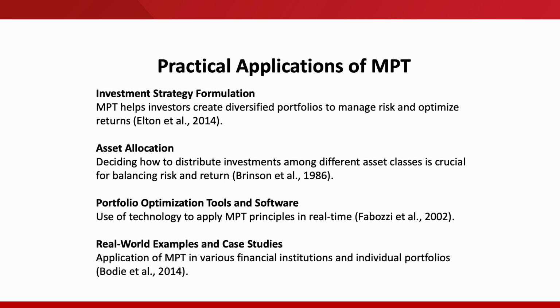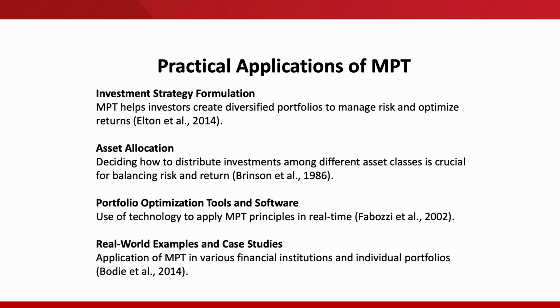One of the key applications of MPT is in asset allocation, which involves deciding how to distribute investments among different asset classes such as stocks, bonds, and real estate. Asset allocation is crucial because it significantly impacts the overall risk and return of a portfolio.